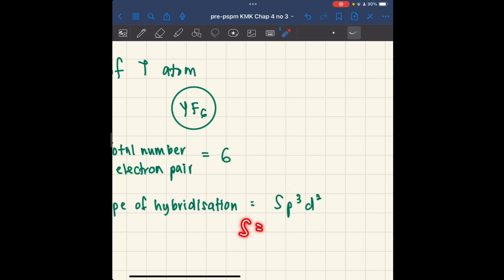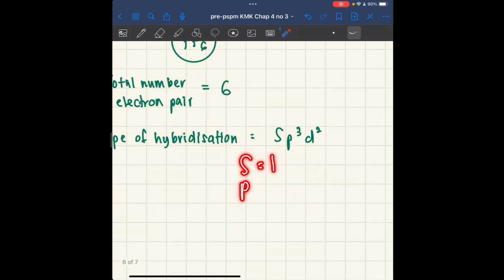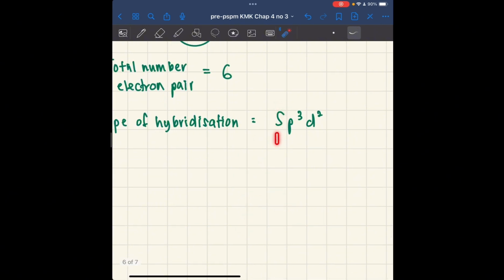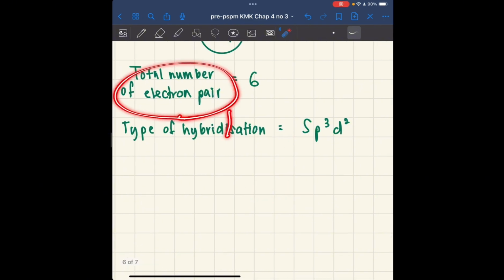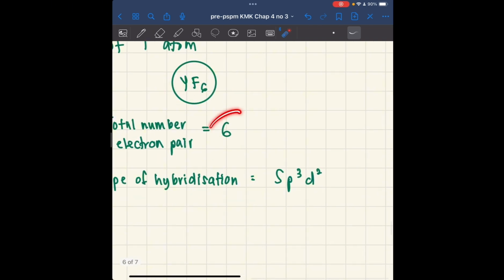S is 1, P is 3, D is 5, right? So we know that this S is 1. P can put 3 total electron pair. P block has 3 electron pair. S block has 1 electron pair. D has 5 electron pair. But here, we know the total number of electron pair at the central atom, which is Y, is 6. So this is 1 plus 3 plus 2. So 1, 3, 2 is equal to 6.